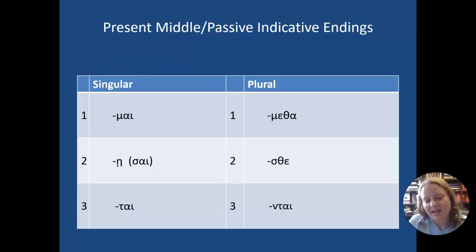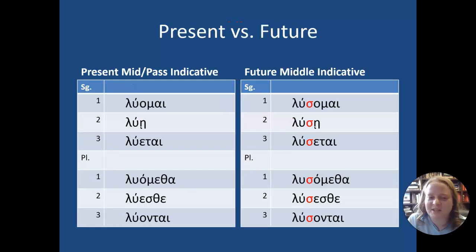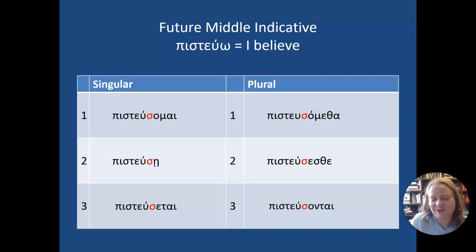These are them: omai, ei, which is built off a sigma that has been combined, etai, ometha, esthe, ontai, right? So it looks like this. Lusomai, luse, lusetai, lusometha, lusesthe, lusontai. Side by side, there's your present middle passives. Here are your future ones. All you're looking for is a sigma in the middle, and when you see the sigma, you should immediately know I am in the future tense. It's just a really great verb form, verb tense.